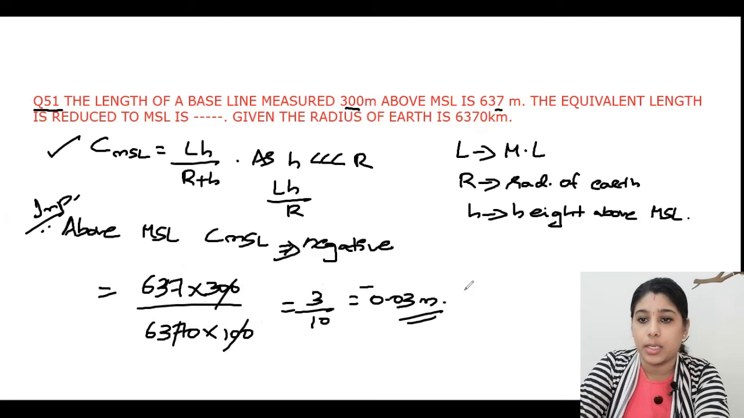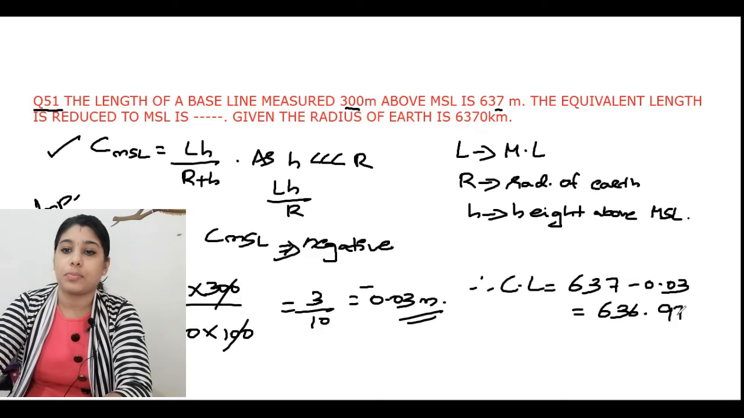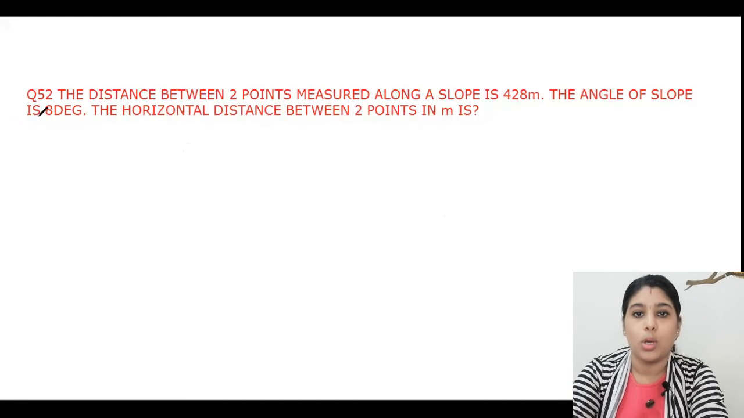So therefore our corrected length means 637 minus 0.03. That is your answer, it will be 636.97 meter. This is the corrected length.